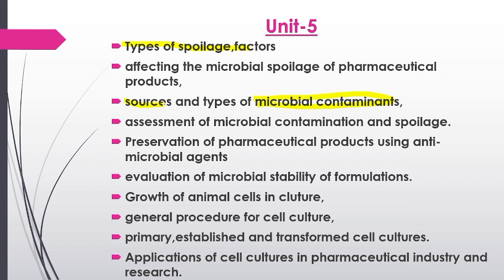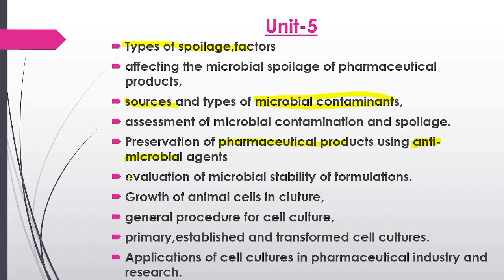And what is the source of microbial contaminants? The sources of microbial contaminants are food, soil, water, human activities, pesticides, along with raw materials. These are the sources of microbial contaminants. Next, how do we preserve the pharmaceutical products? Okay, we preserve the pharmaceutical products by using antimicrobial agents. These antimicrobial agents are mostly used to kill the growth of the microbes.